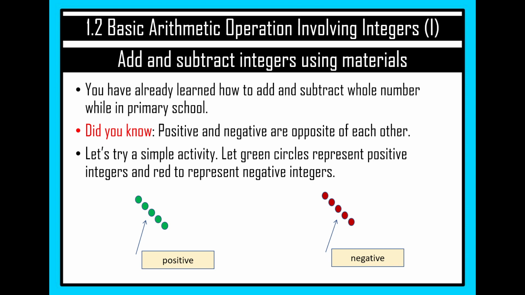Okay, in primary school, you already learned how to add and subtract whole number. Now that you know that integers have positive and negative, actually positive and negative are opposite of each other. So we are going to learn while we are doing some activity for this part of the lesson. So before we start, I'm going to use red circle as a negative and a green circle as positive.